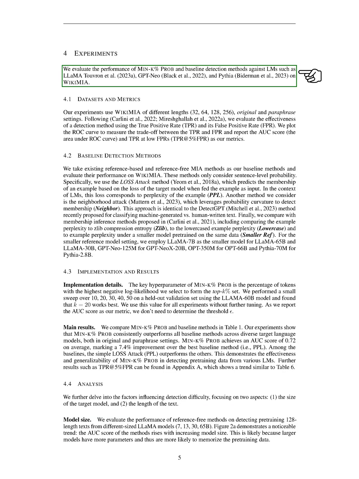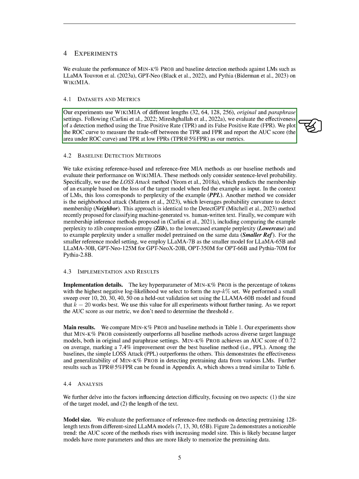We evaluate the performance of Min-K% Prob and baseline detection methods against LMs such as Llama, GPT-Neo, and Pythia on WikiMIA. Our experiments use WikiMIA of different lengths, 32, 64, 128, 256, and the original and paraphrase settings. We evaluate the effectiveness of a detection method using the true positive rate, TPR, and its false positive rate, FPR. We plot the ROC curve to measure the trade-off between the TPR and FPR and report the AUC score, the area under the ROC curve, and TPR at low FPRs, TPR at 5% FPR, as our metrics.